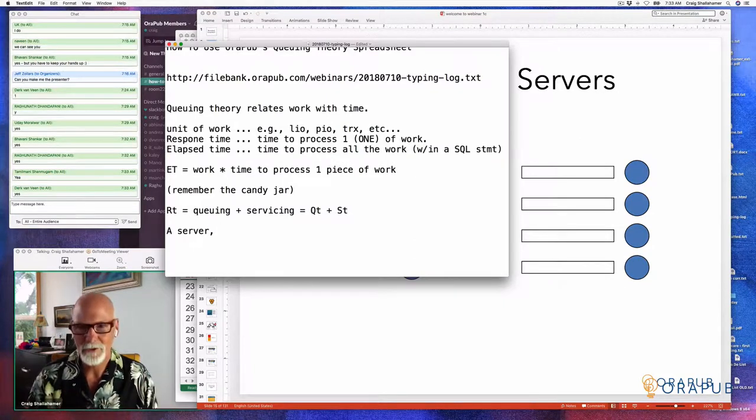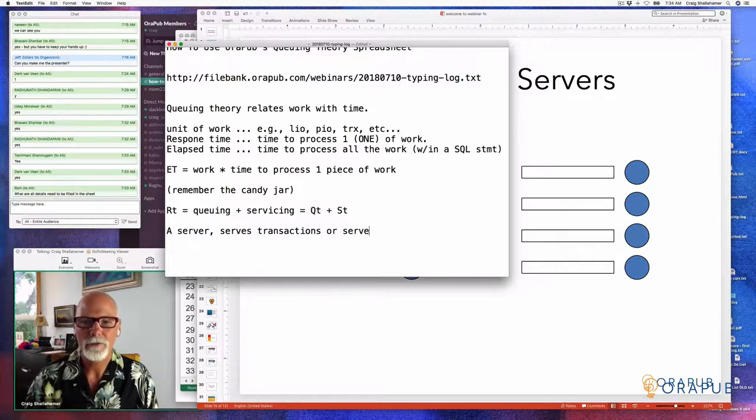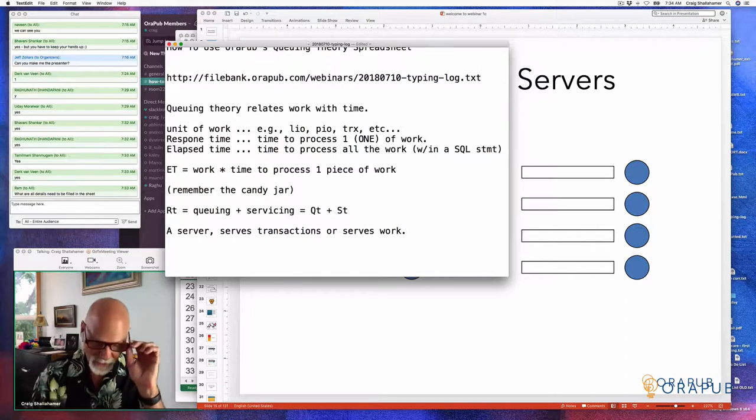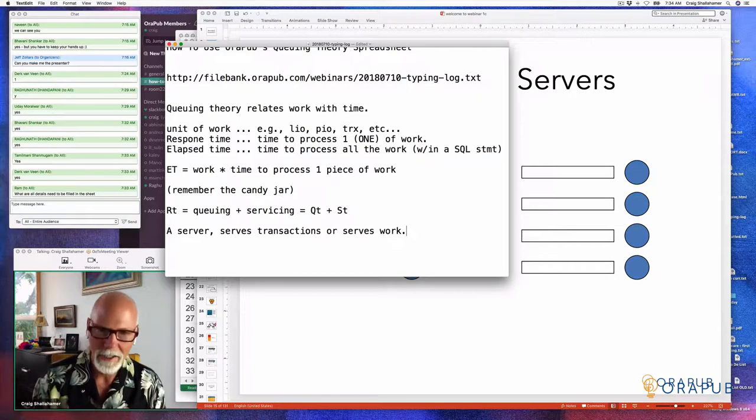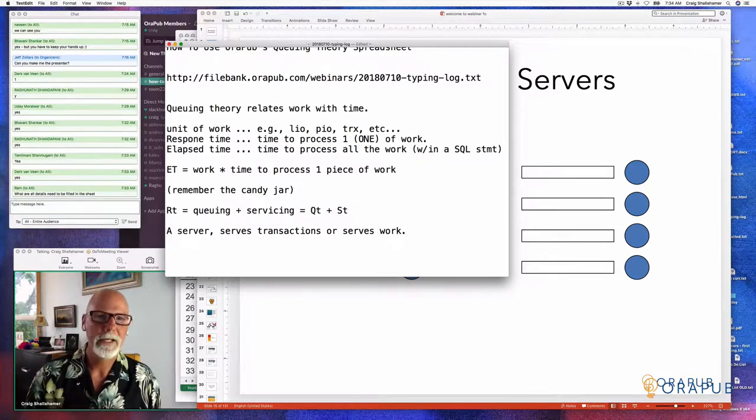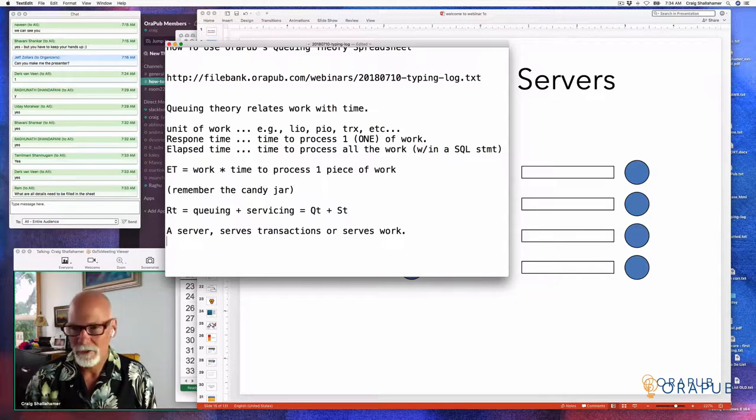I know it's going to sound really strange, a server serves transactions, or serves work, but it's one piece at a time though. Okay, but it serves work. That's what it does. That's why when you walk into a restaurant and you're talking to the hostess or the person serving you, that would be the server. You could just combine those together. Something else could be a CPU core, could be a server, okay? And that could be a person in a restaurant.